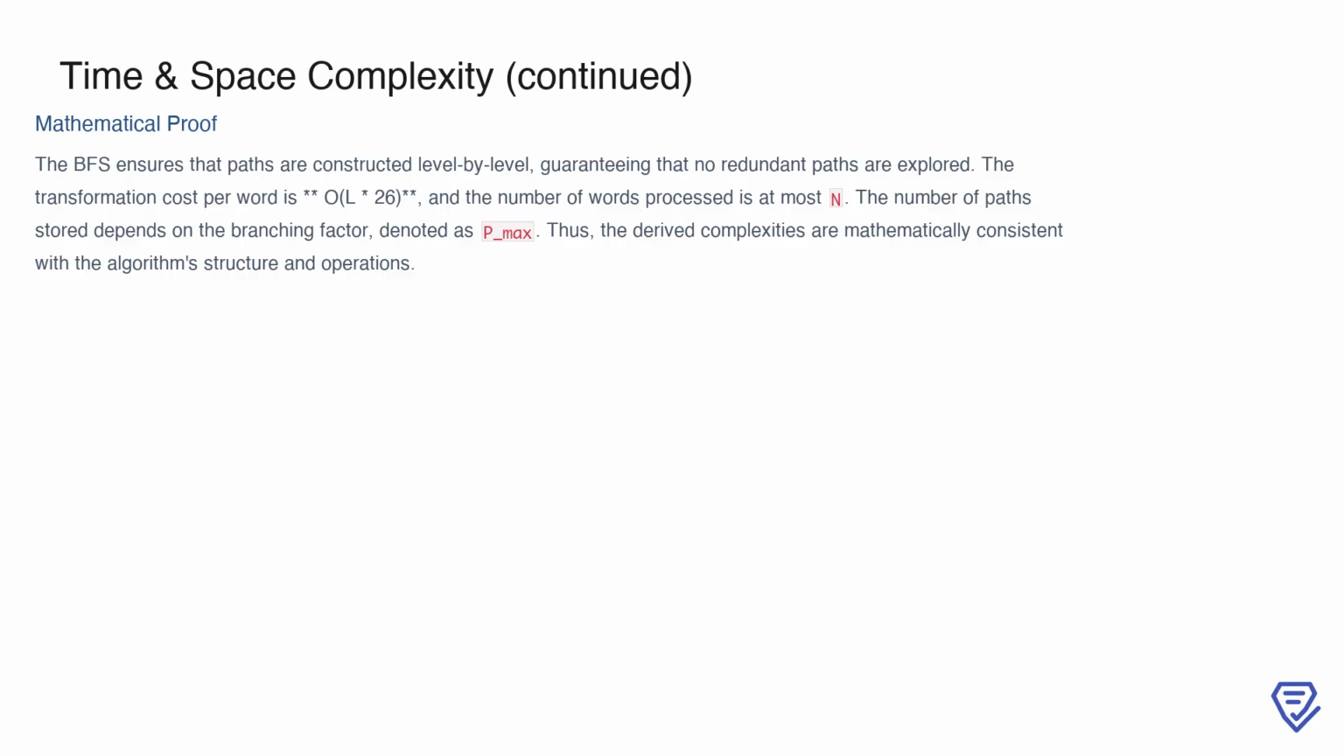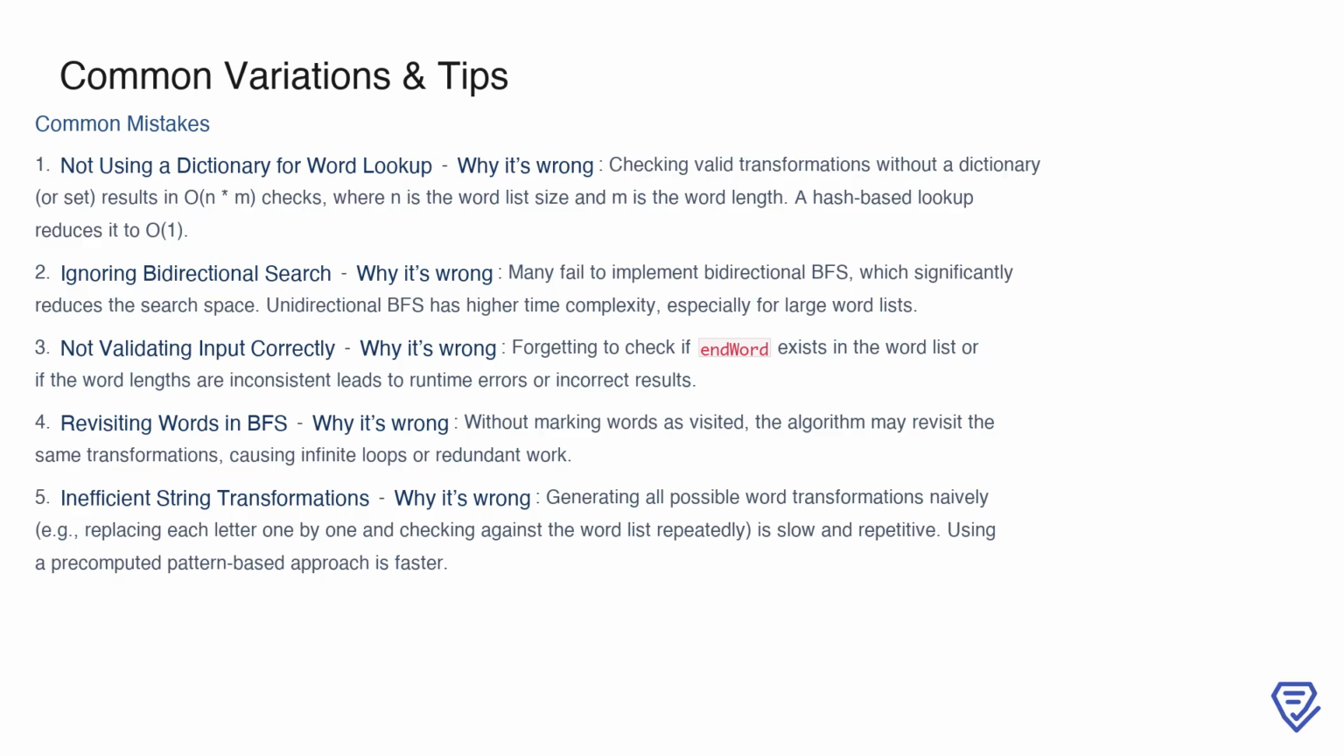This systematic breakdown demonstrates that the BFS-based solution is both mathematically sound and computationally efficient for solving the word ladder 2 problem. When solving the word ladder 2 problem, several common mistakes can significantly impact performance and correctness. First, not using a dictionary or set for word lookup is a frequent issue. Without it, the algorithm ends up performing n * m checks, where n is the size of the word list and m is the word length. This can be dramatically improved to O(1) by leveraging a hash-based lookup.